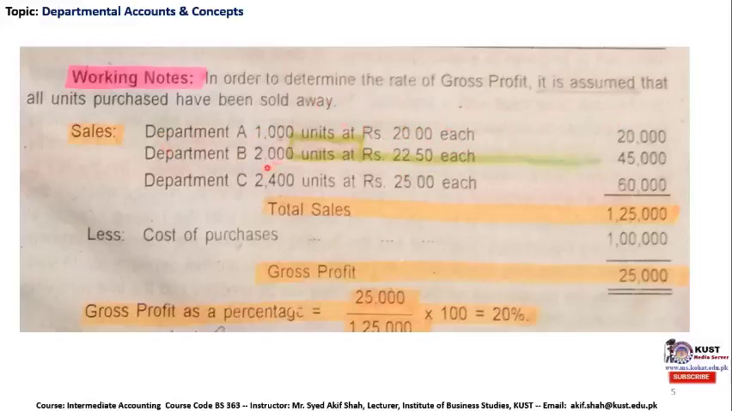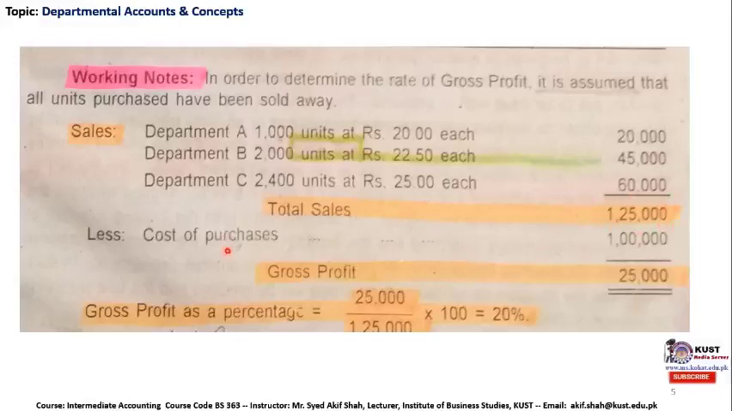For department B, we have purchased 2000 units. The sales price of each unit was 22.5. Therefore, the total amount of sale was or could be 45,000 rupees. Similarly, for department C, 24,000 unit multiplied by 25 will give you 60,000, and the total sale volume of this business house is 125,000 rupees.